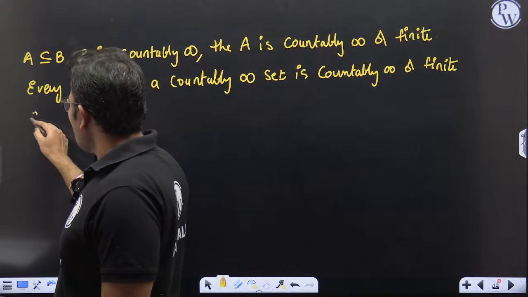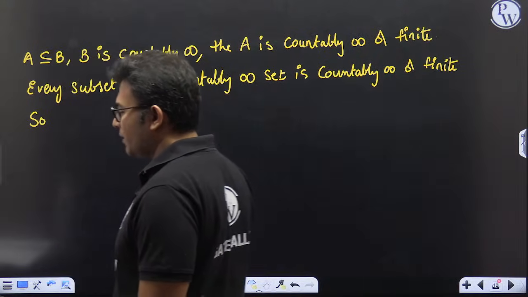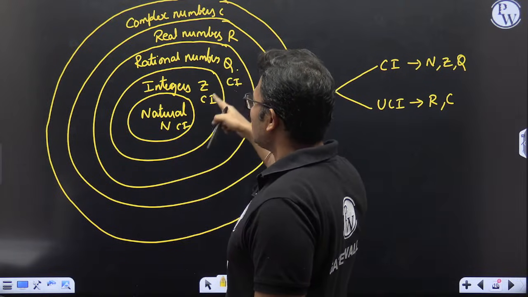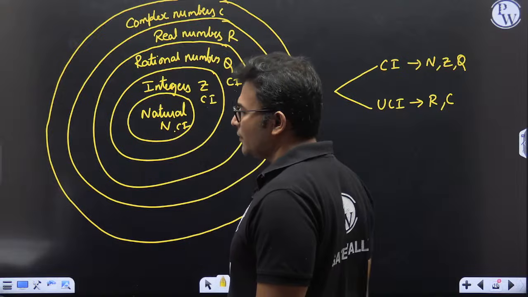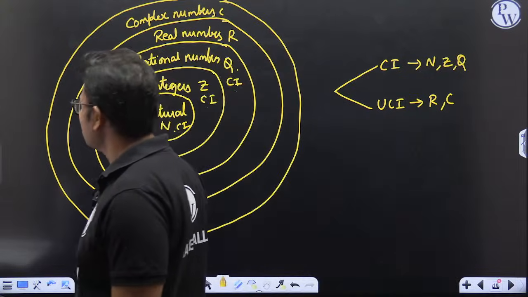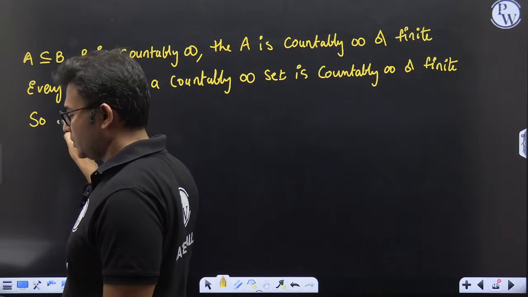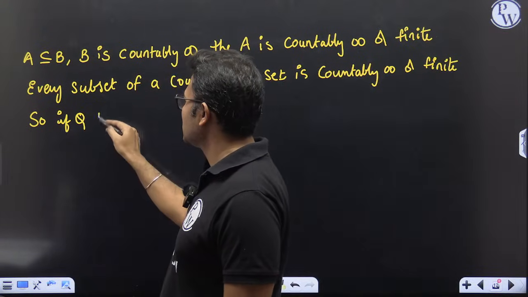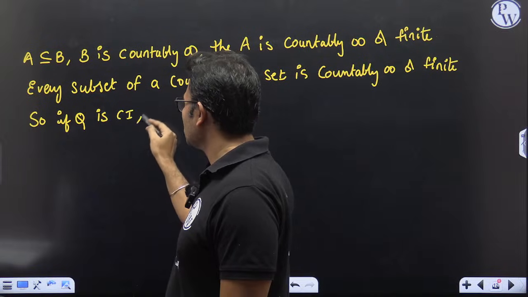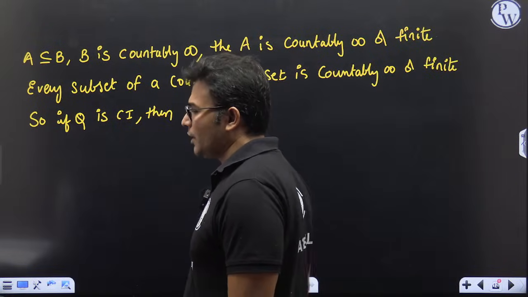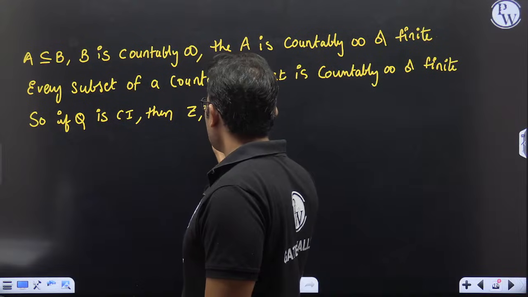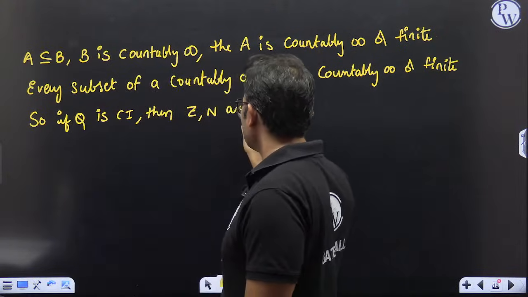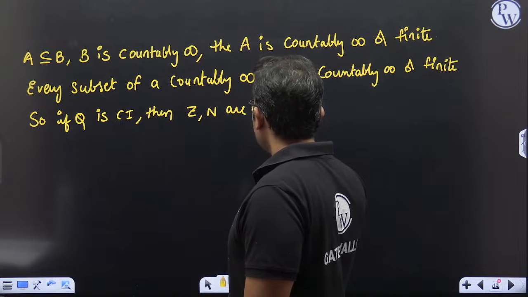So what can we say? We can say that if Q, the rational numbers, is countably infinite, then Z and N, the integers and natural numbers, are countably infinite.